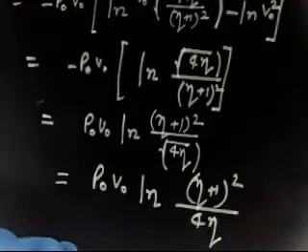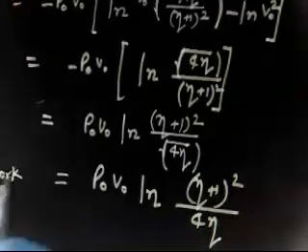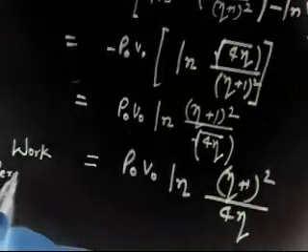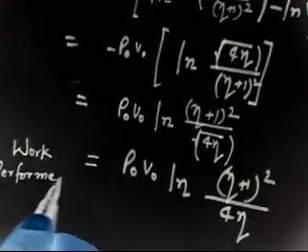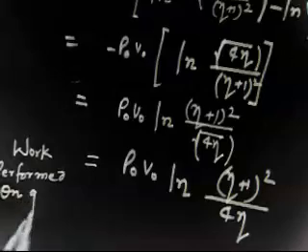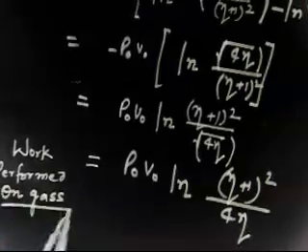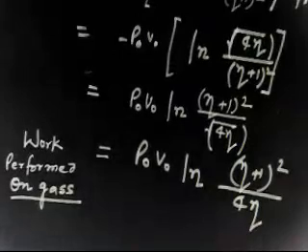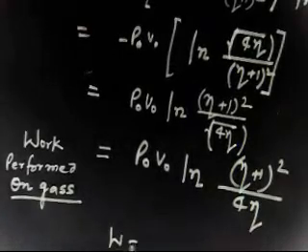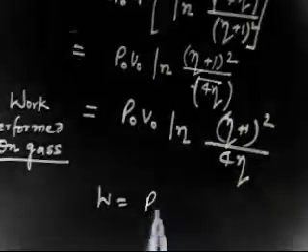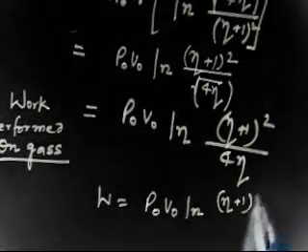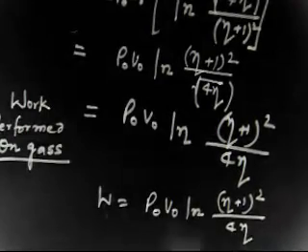So the final answer will be P naught V naught ln eta plus 1 whole square divided by 4 eta. So this is the amount of work that has to be performed. Work performed by external agent means this work has been performed on gas. So the work done is, you see, I can write in vector form, V naught ln eta plus 1 whole square divided by 4 eta.